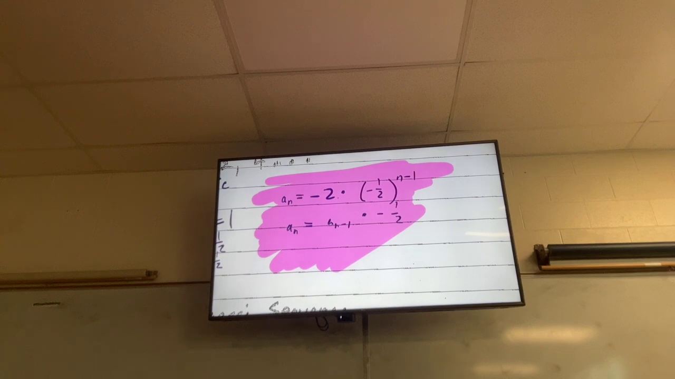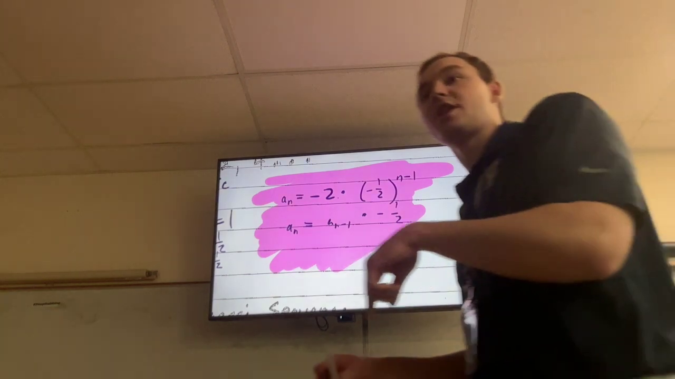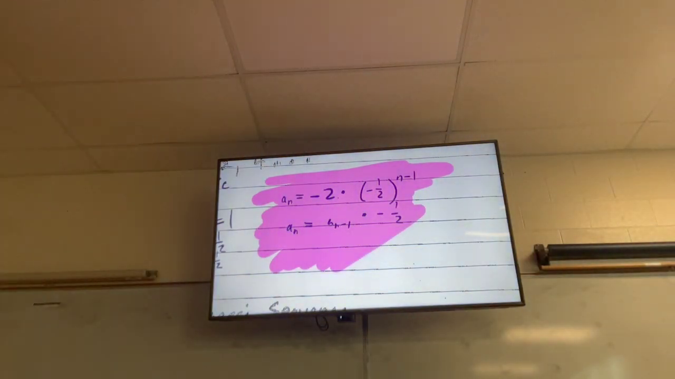So to get a formula for every single term in the sequence, you just need to know the first term and then either the common ratio, if it's a geometric sequence, that's the number you multiply by to get each number, or the common difference, which is for an arithmetic sequence, the number you add each time to get each new number in the sequence.